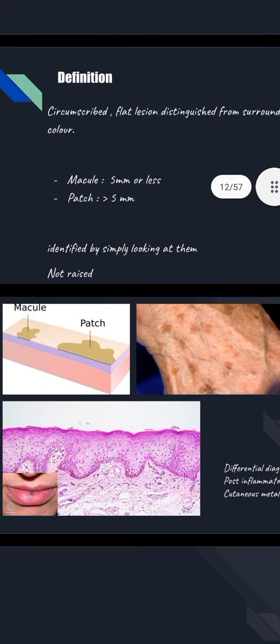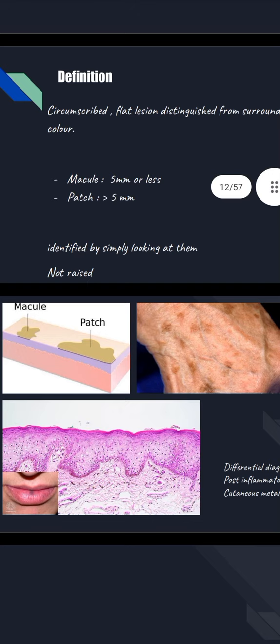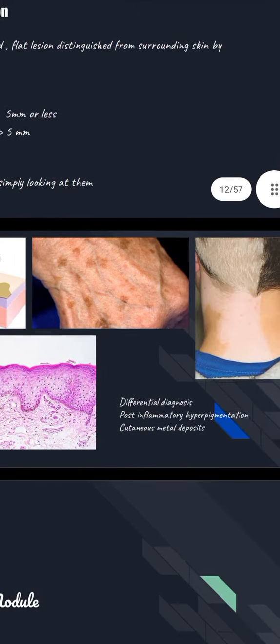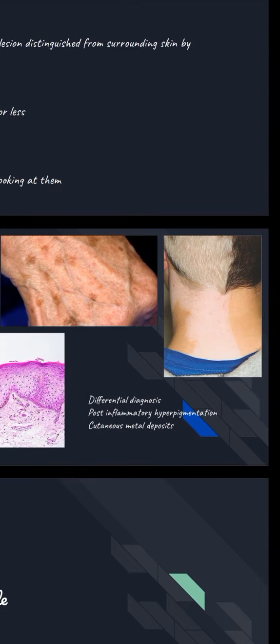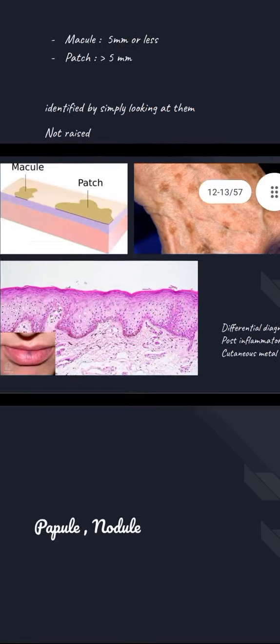There is a histological representation of the macule and the patch. Differential diagnosis: post-inflammatory hyperpigmentation, cutaneous metal deposits.